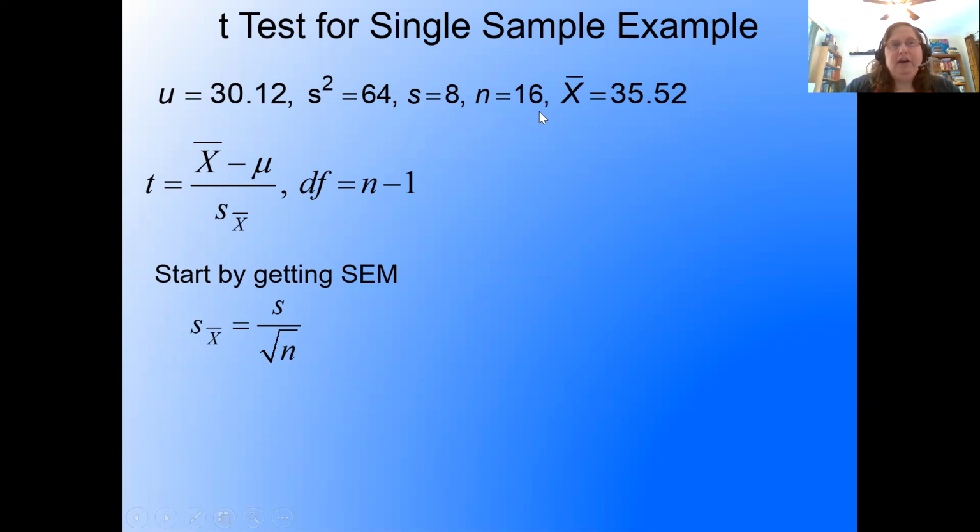So 8 divided by the square root of 16 is 8 divided by 4, which is 2. Now, to be really precise, I should have carried 4 decimals here. Now, I know that it's an even 2, so I didn't bother. But to do the right thing, I probably should have said 2.0000. Okay, carrying those 4 decimals until that last step.